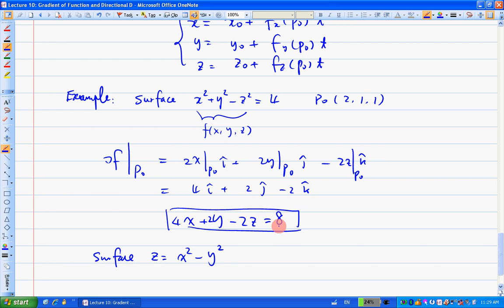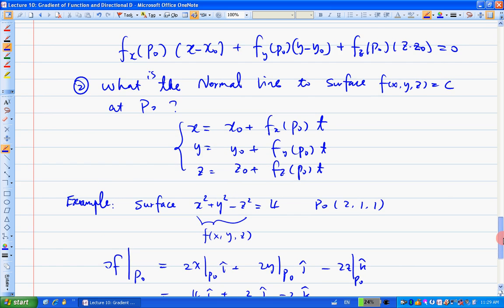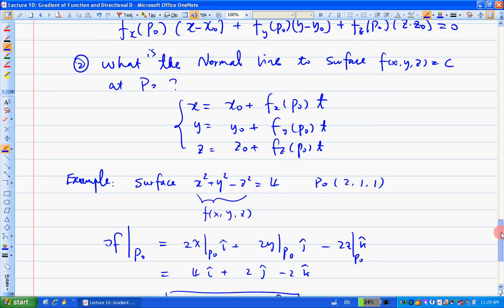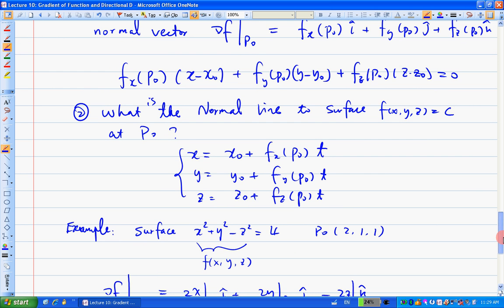Why is it equal to 8? I skipped a step here, that was my intention. You're plugging your 4, 2, negative 2 over here, and your 2, 1, 1 over here. Then you expand the 3 terms that are here and move all the constants to the right side. That should be 8. So try it out.